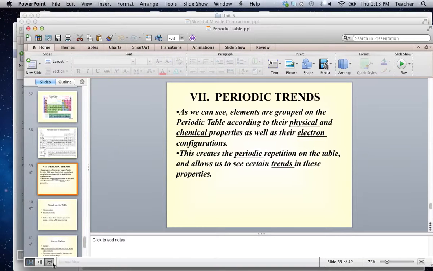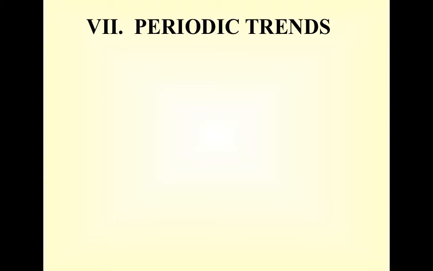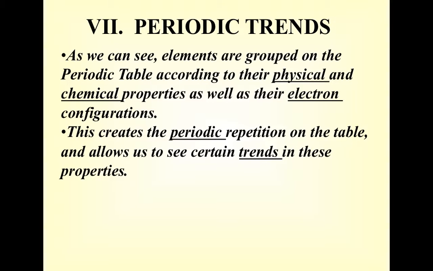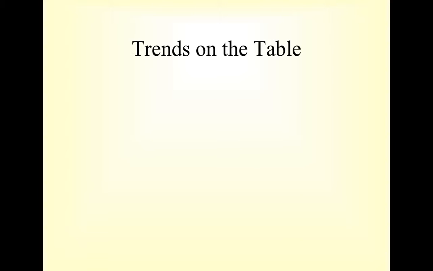The last bit that we need to talk about here about the periodic table has to do with trends or patterns that we actually can see on the periodic table. As we can see, the elements are grouped according to their physical and chemical properties, and what we will see after we talk about electron configurations is that their electron configurations also create a pattern. This creates that periodic repetition on the table and allows us to see the patterns in their properties, or their trends.